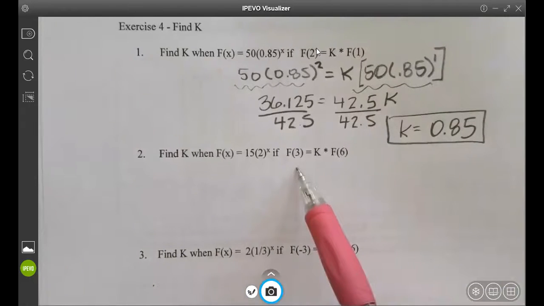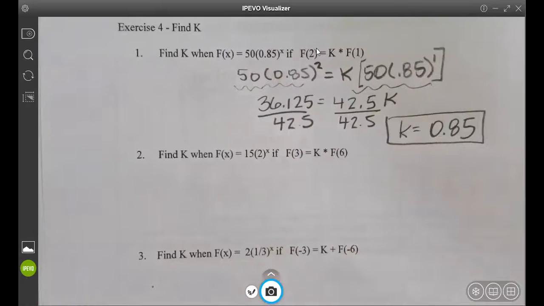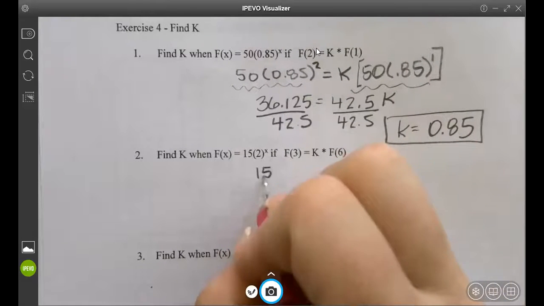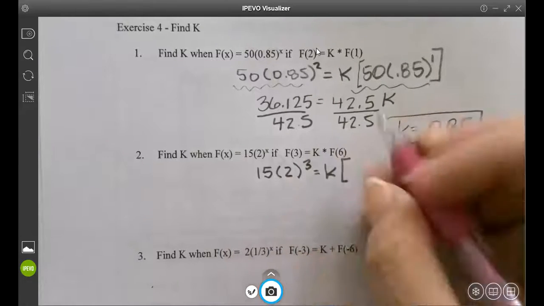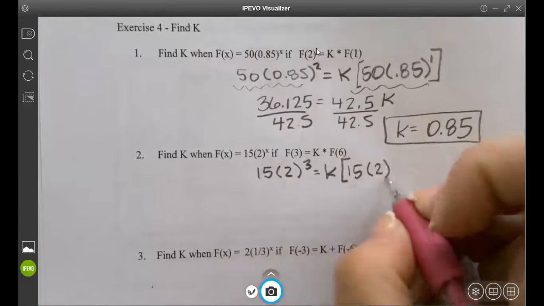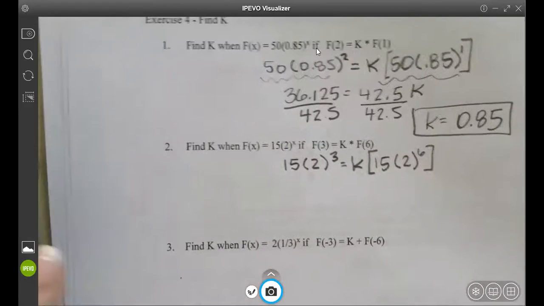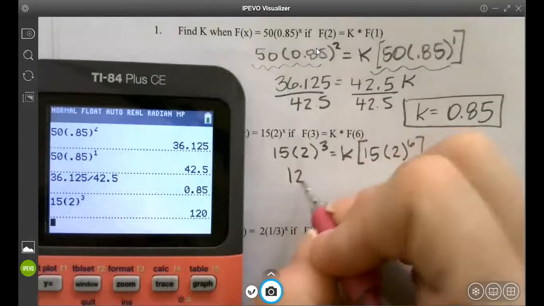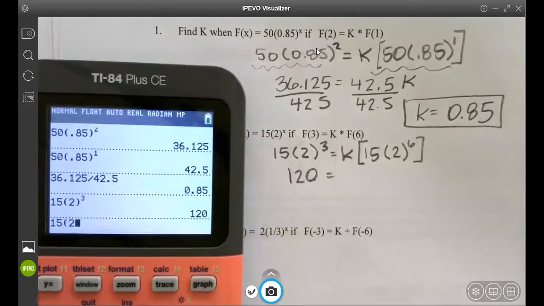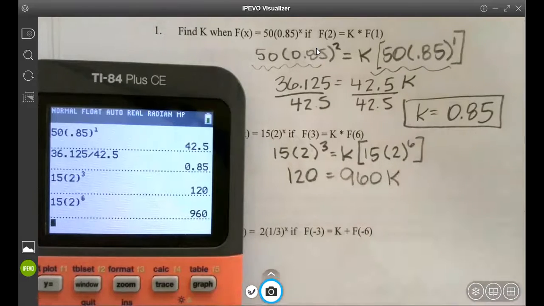All right, the next one is exactly the same. We're going to plug in 3 and we're going to plug in 6 and we should get about the same thing, okay? So plug in 3, so 15 times 2 to the third equals k times 15 times 2 to the 6th. Fifteen times 2 to the third is 120. That's a nicer number. 15 times 2 to the 6th is 960, and we have a k.